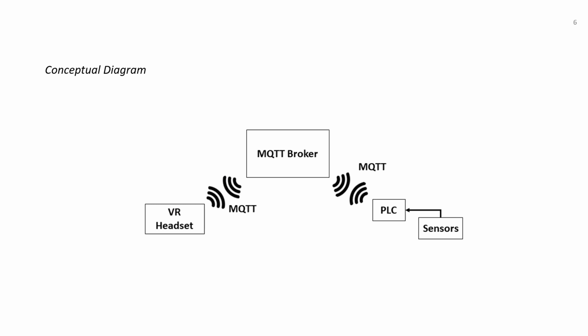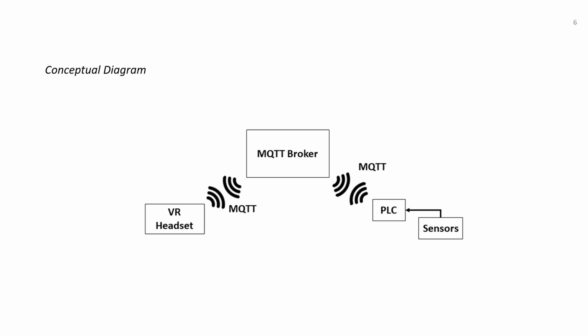The proposed system aims to present a novel visualization of monitoring equipment in virtual reality. The conceptual diagram of the proposed system is shown here. The system consists of three parts: the data acquisition, visualization, and an MQTT broker. Both the data acquisition PLC and the VR headset are connected to the MQTT broker through the internet.